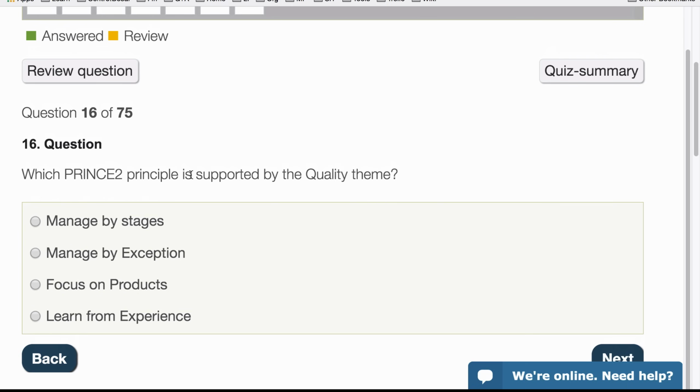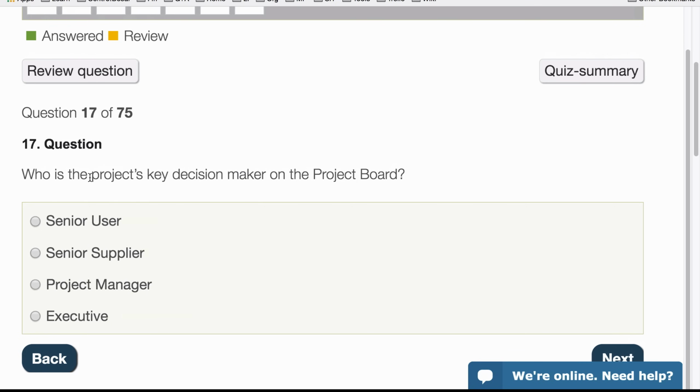Question 16. Which PRINCE2 principle is supported by the quality theme? So is it managed by stages, managed by exception, focus on products, or learn from experience? So this would be focus on products because each product description contains quality information. Actually, a lot, even 40 or 50% of the information in the product description is to do with the required quality.